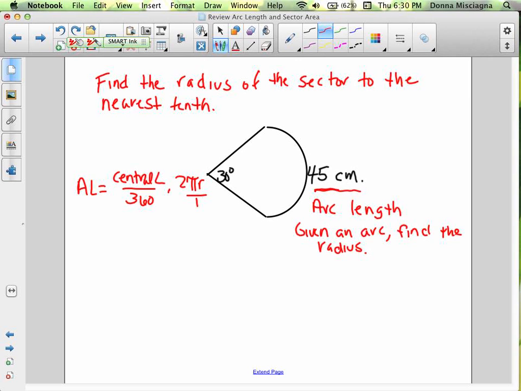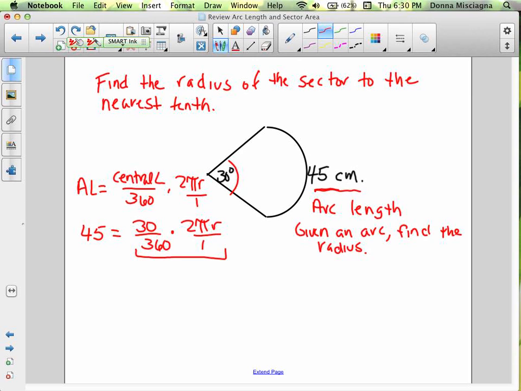All right, so now let's fill in the values. For arc length, we have 45 centimeters, and just 45. Right here is our central angle, 30 degrees. And then this is multiplication, times 2 times pi times r. All right, so now we want to simplify this first so that we have an easier equation to solve.